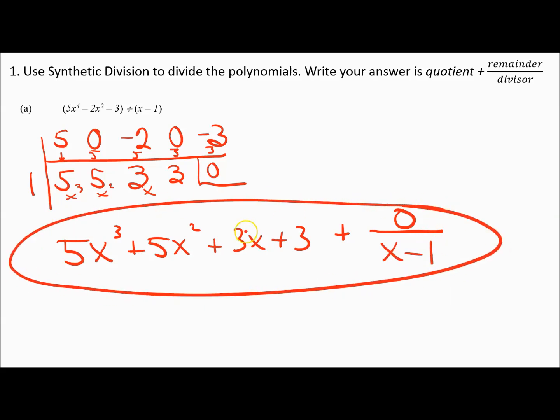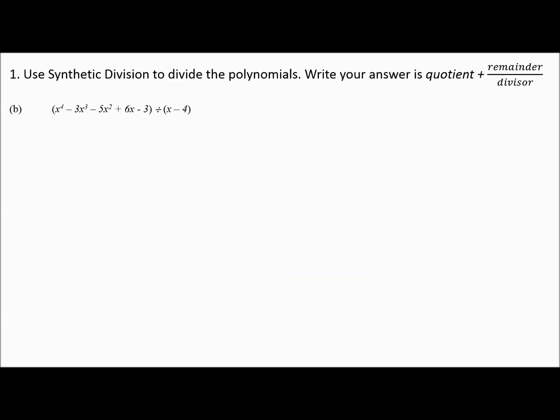Okay. Now I realize that simplifies down to 5x to the 3rd plus 5x squared plus 3x plus 3. So full credit would be given to the quotient without writing the remainder over the divisor, since the remainder happens to be 0. Our next problem, use synthetic division to divide.